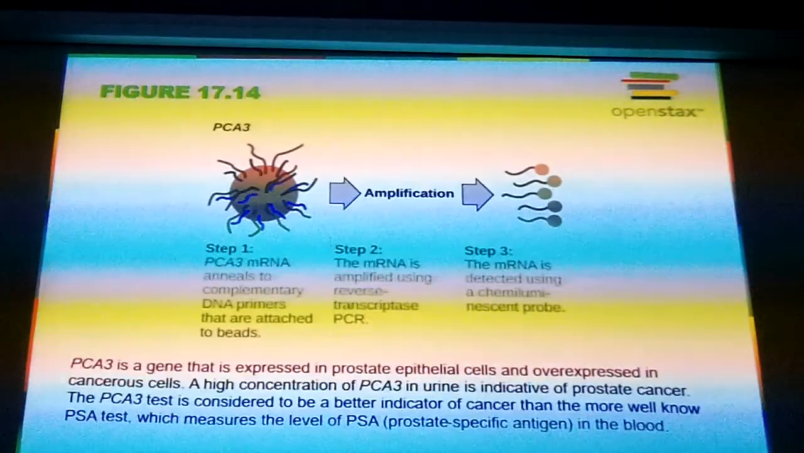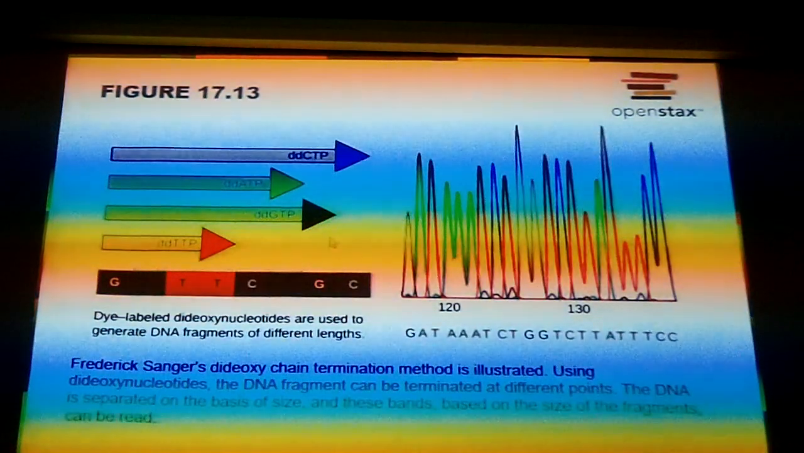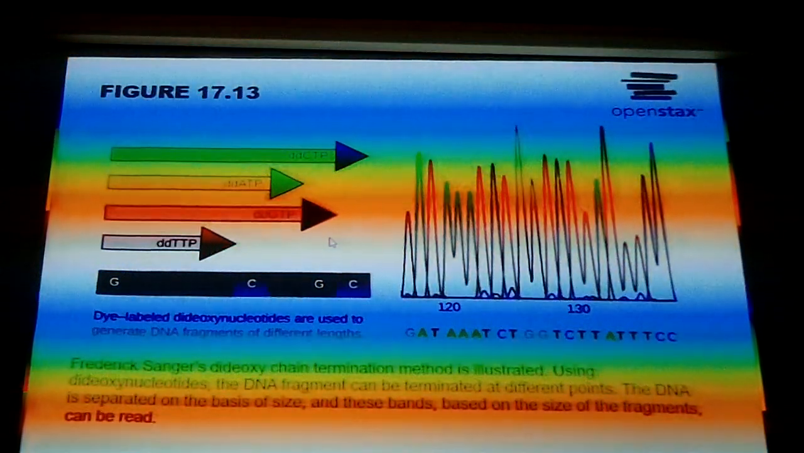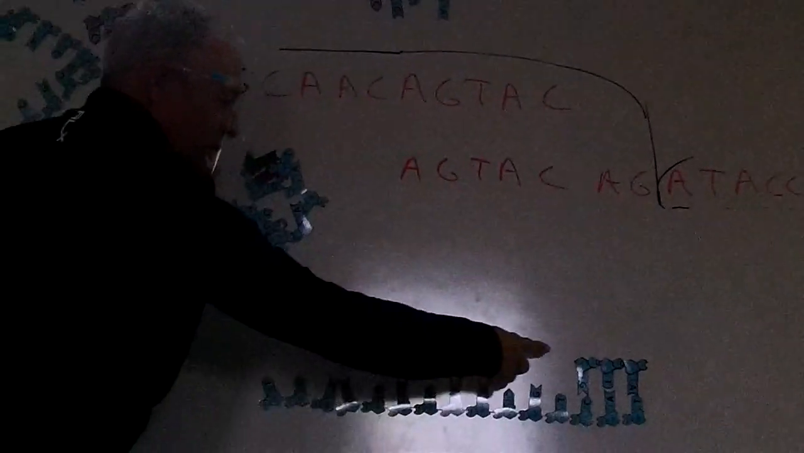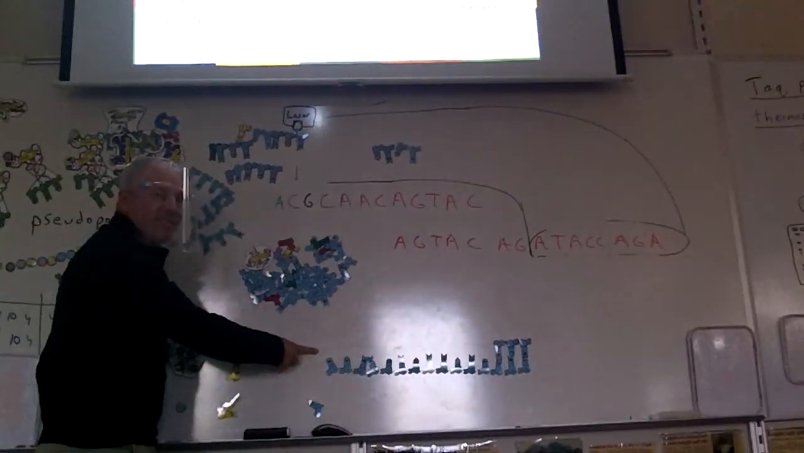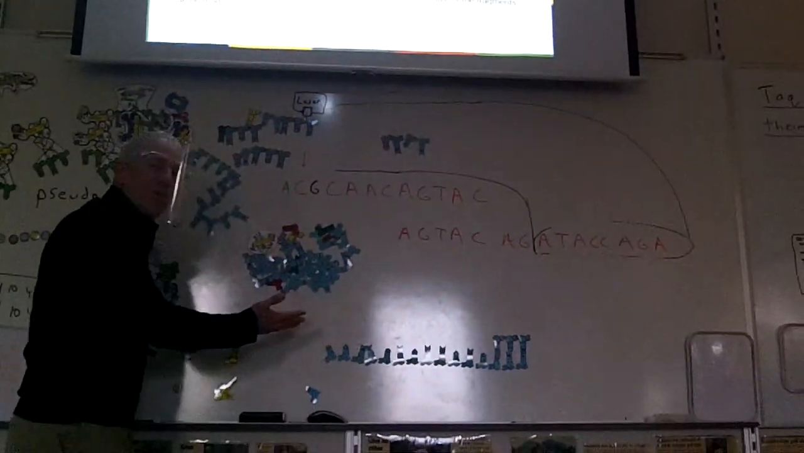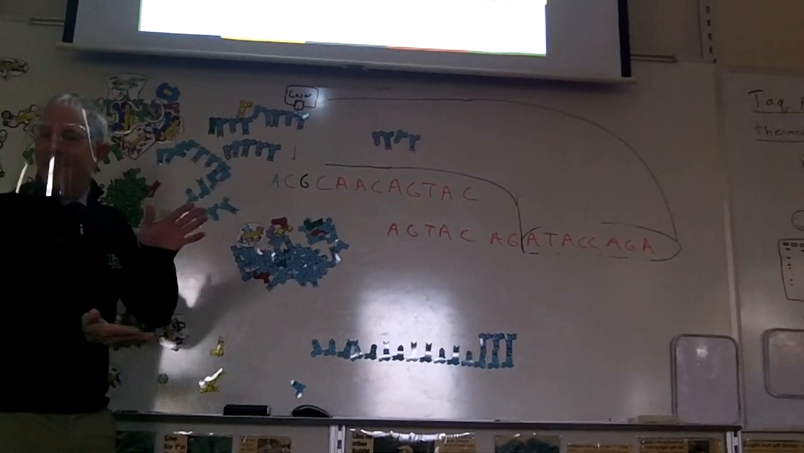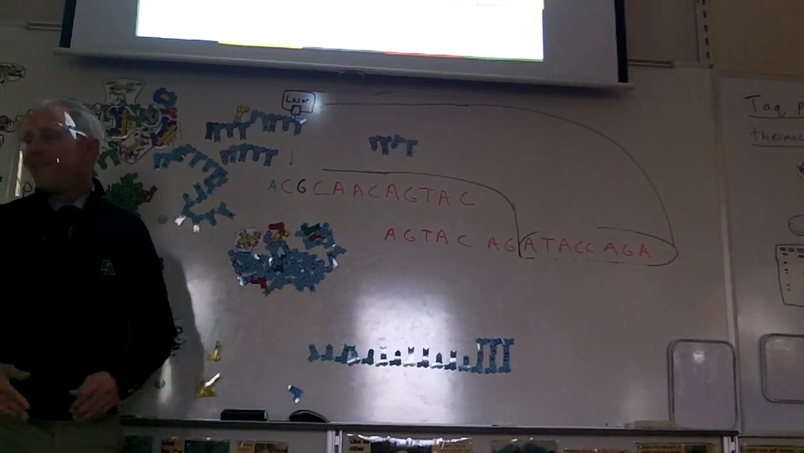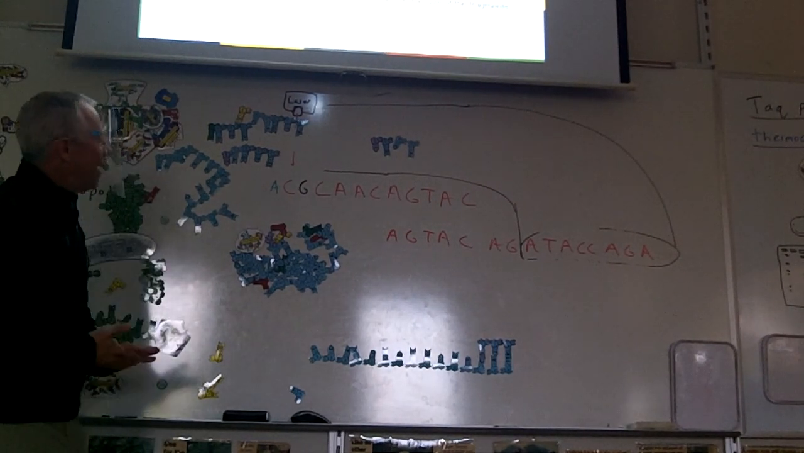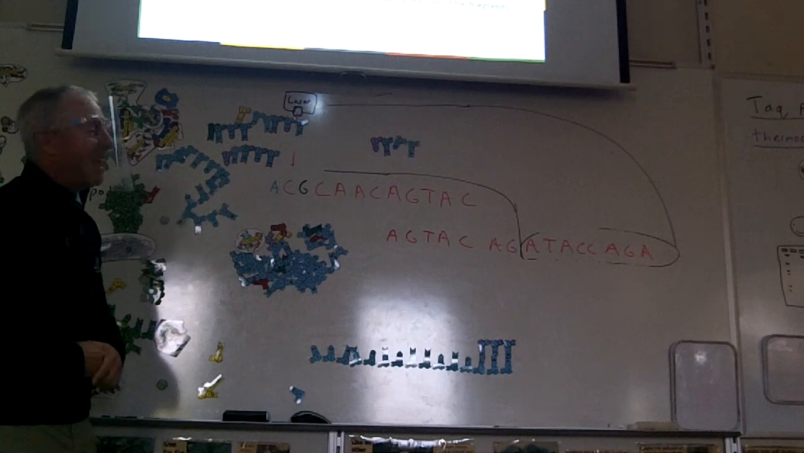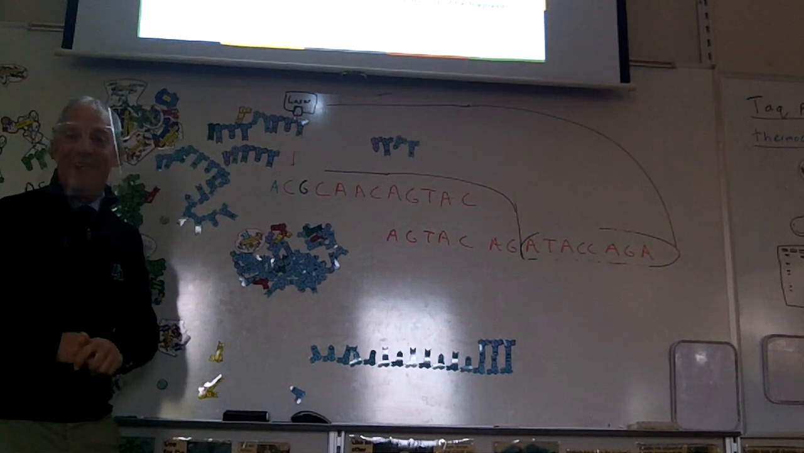Does that make sense? So, it's kind of interesting. You're not actually getting the sequence of this side. You're getting the sequence of this side. It doesn't matter. All you need is one side. Then you can match the other side. And you got the whole sequence of DNA. And that's how they know your code.